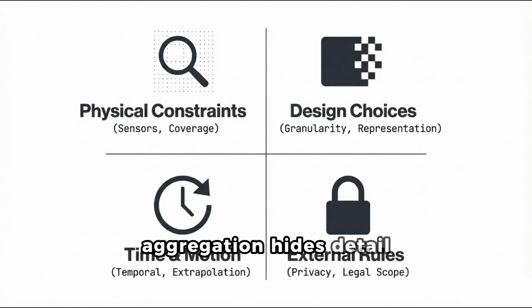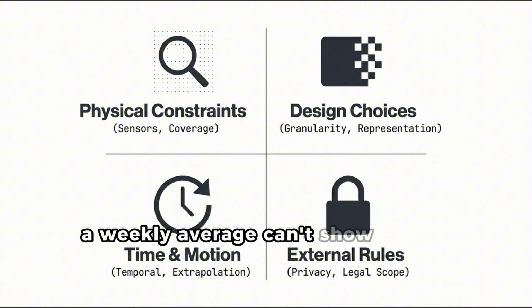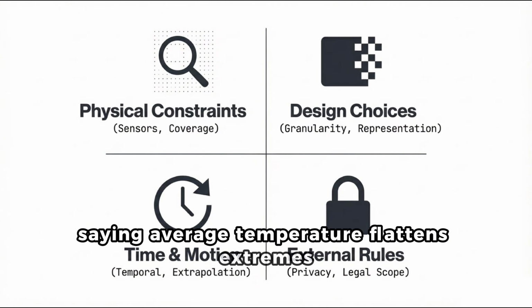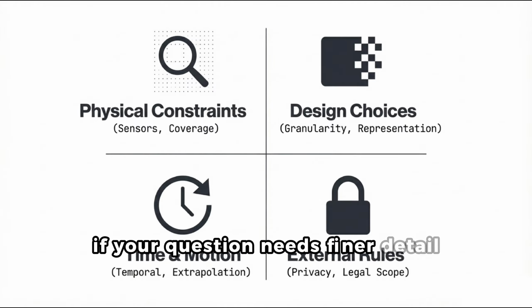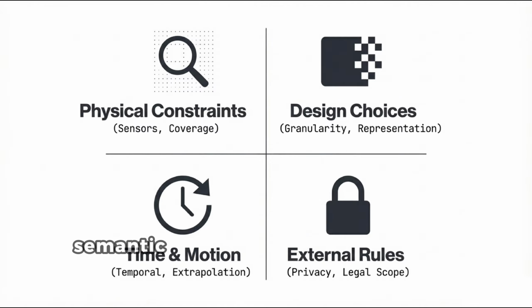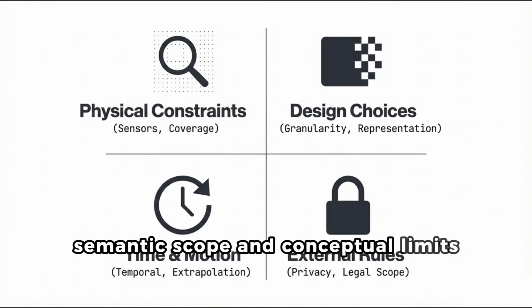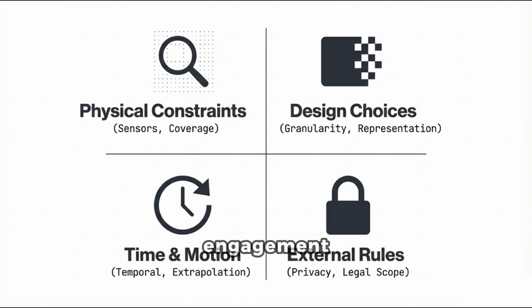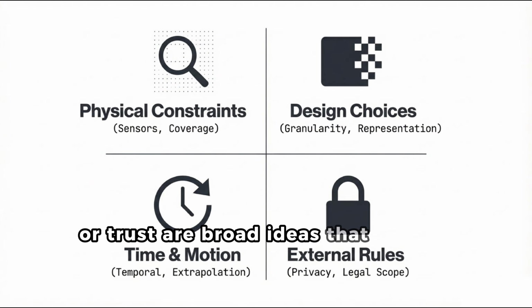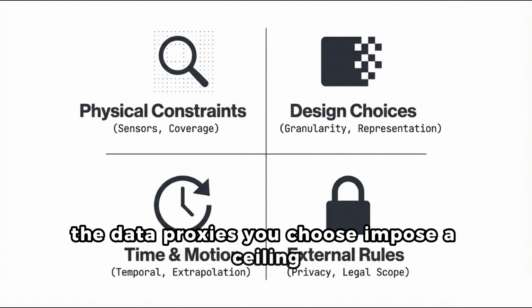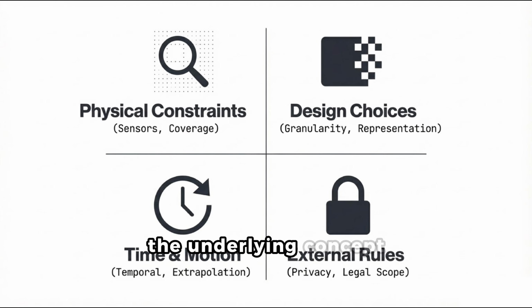Granularity limits. Aggregation hides detail. A weekly average can't show hourly spikes. Saying "average temperature" flattens extremes. If your question needs finer detail than your data's granularity, your conclusions will be limited. Semantic scope and conceptual limits. Some concepts are inherently fuzzy. Customer satisfaction, engagement, or trust are broad ideas that map to multiple proxies. No single metric fully captures them. The data proxies you choose impose a ceiling on how faithfully you can measure the underlying concept.